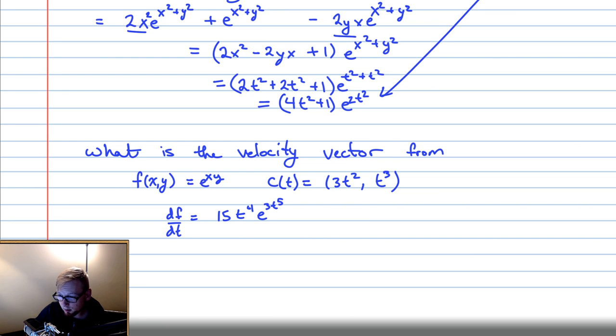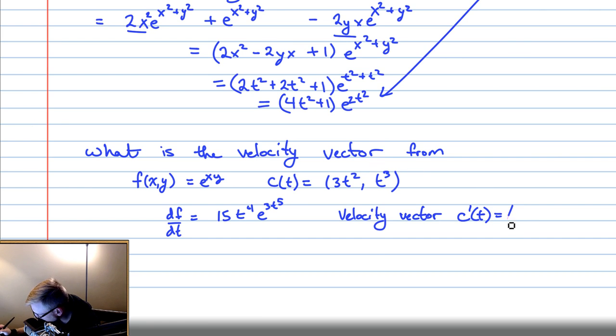To find the velocity vector, we take the derivatives of each component of c of t. So, c of t prime. Well, 3t squared, the derivative of that is 6t. 6t. And then t cubed, which would be 3t squared. That's an easy question. I don't know why they made us do it.